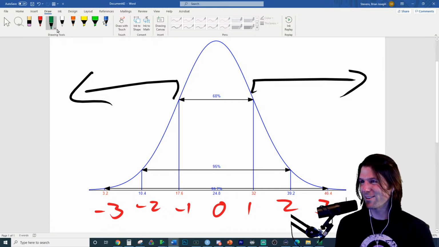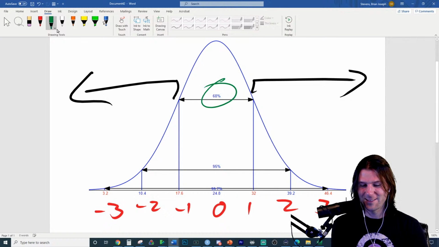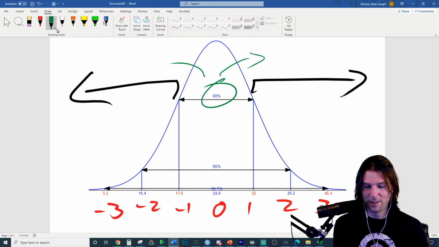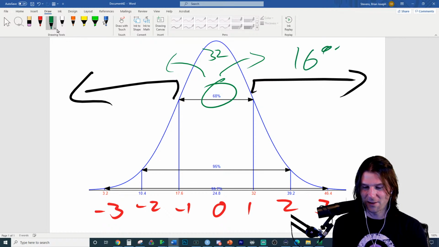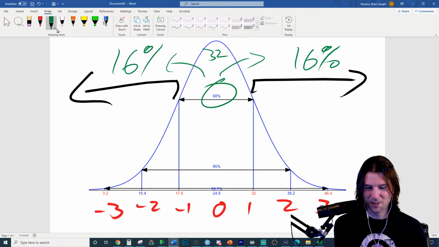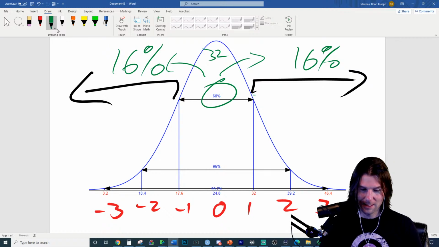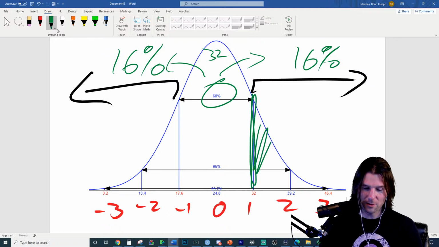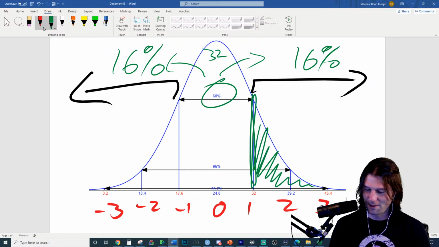So the total inside right now is 68, and that leaves total outside 32. And we're going to cut that in half for either side right here and do 16% here, 16% here. And we got it. 16% is going to be the amount of area above here.